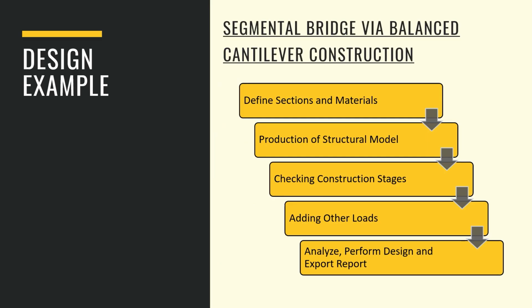So for our example, I will just quickly show the procedure when working on a balanced cantilever bridge. The overall procedure can be summarized as: first, we define the sections and materials. Next, we produce the structural model. After, we then check the different construction stages. Next, we add all other loads that are also relevant to the bridge. And lastly, we perform design and we export the results and the formatted report.